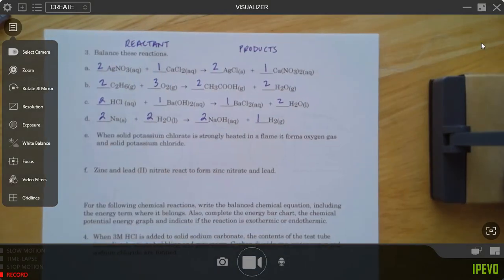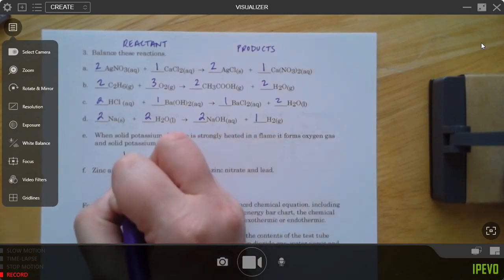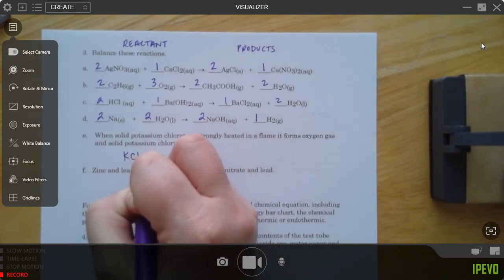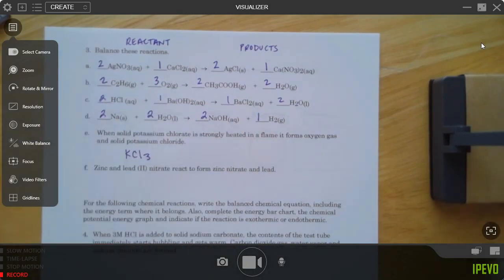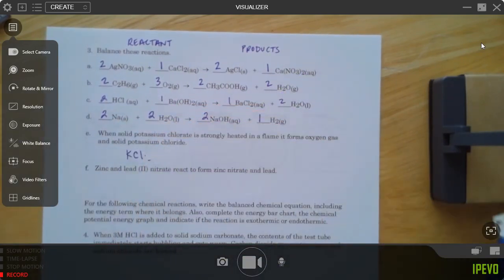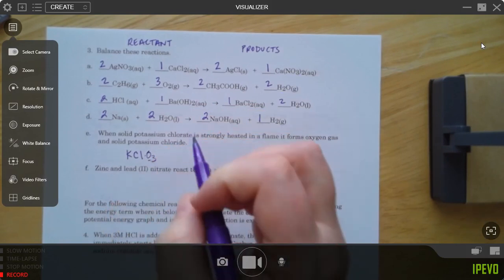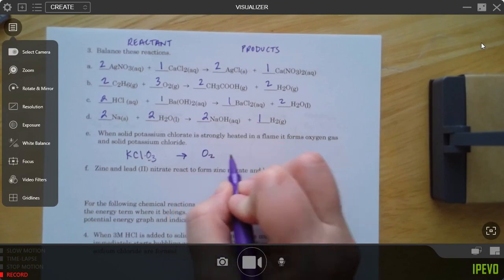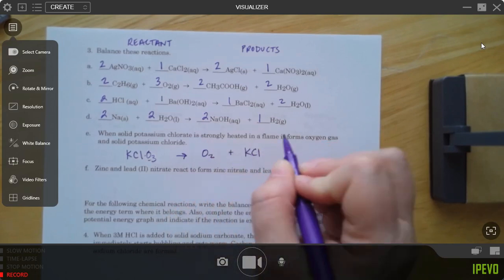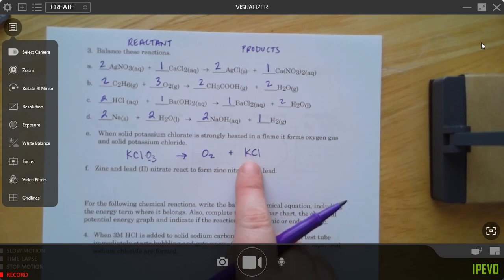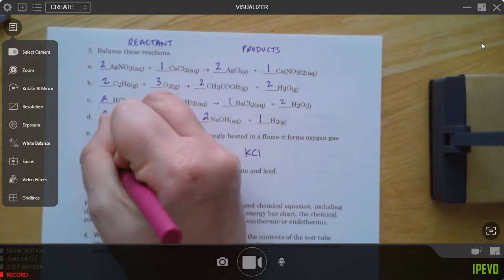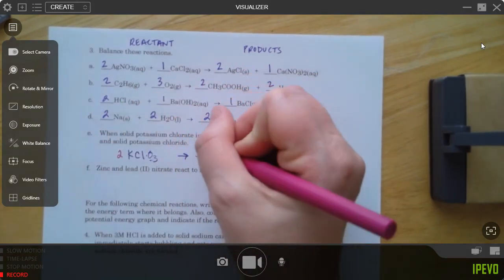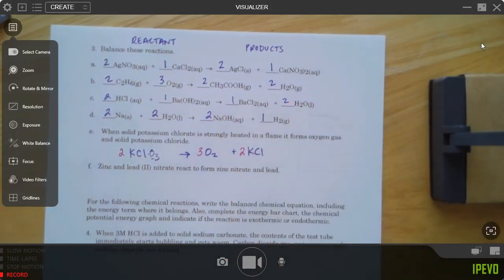Then for the next ones, solid potassium chloride is going to be KClO3, and that's going to be heated and then produce oxygen and potassium chloride. This, by the way, is a salt that you can buy at the grocery store. It's for people who can't have sodium. And to balance this, you would need 2 potassium chlorates. You get 3 oxygens and 2 potassium chlorides.